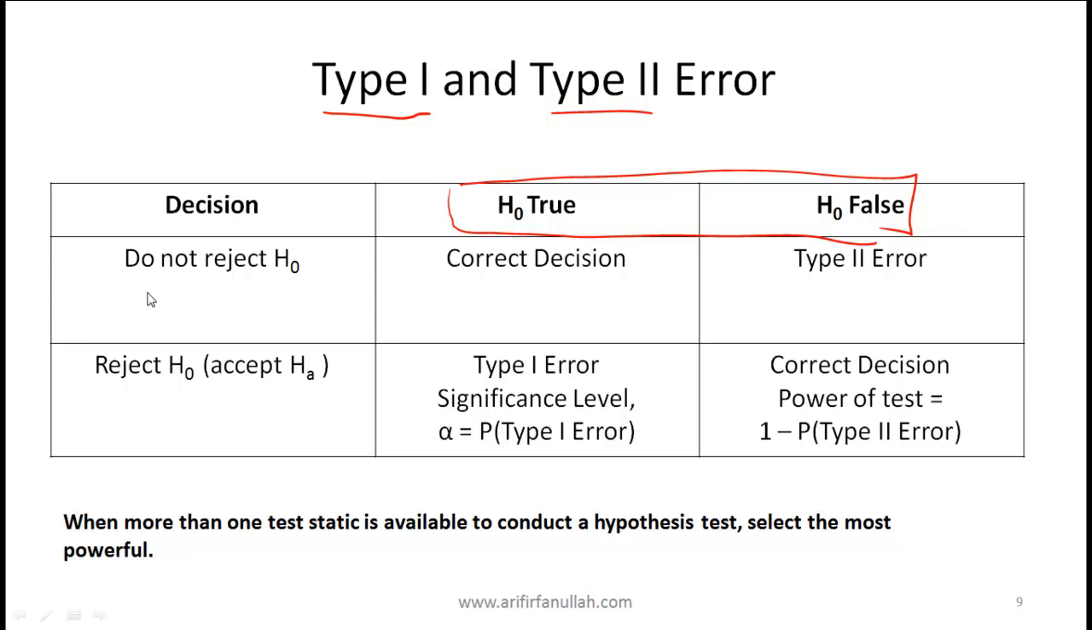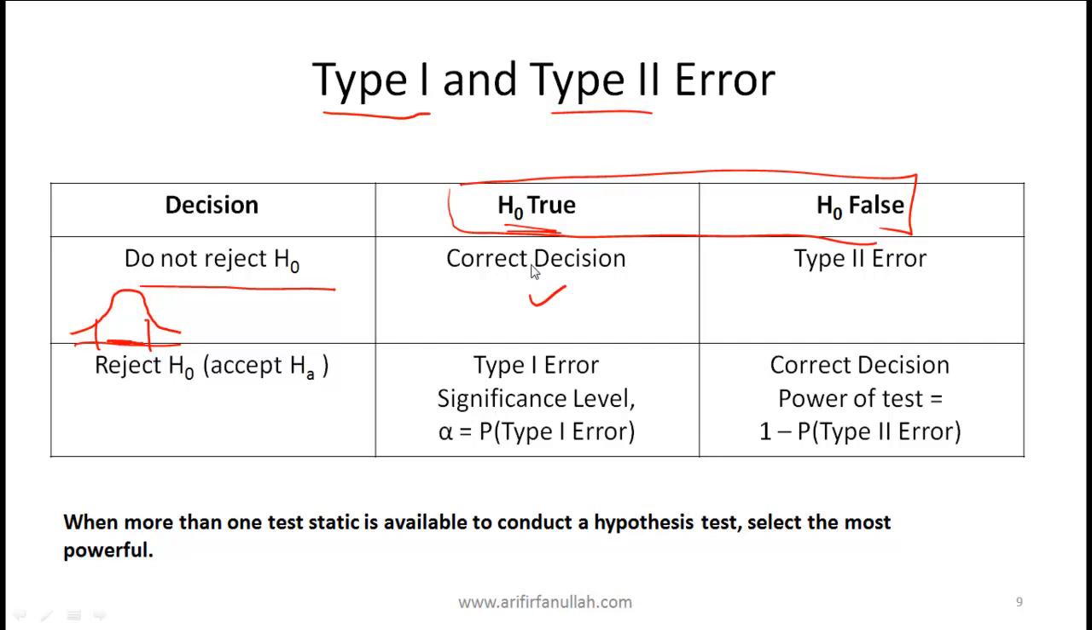So let's say that your decision is not to reject H naught. Basically what this is saying is that if these were your critical values, then your T-stat fell somewhere in here, so you did not reject your H naught. However, it turns out that the null hypothesis was true, so you do not reject the null hypothesis, and the null hypothesis is in fact true. So clearly this is the correct decision.